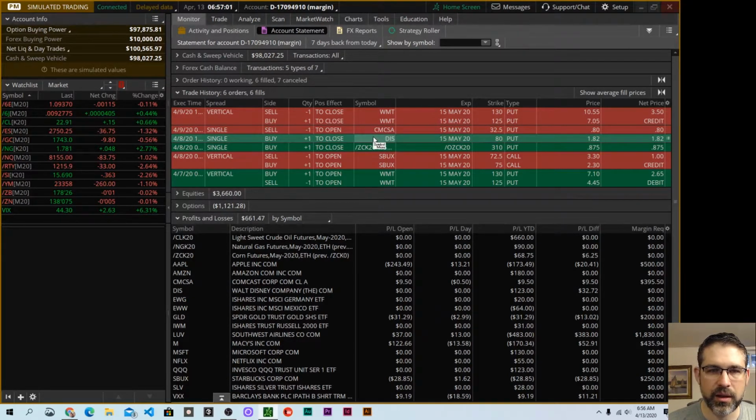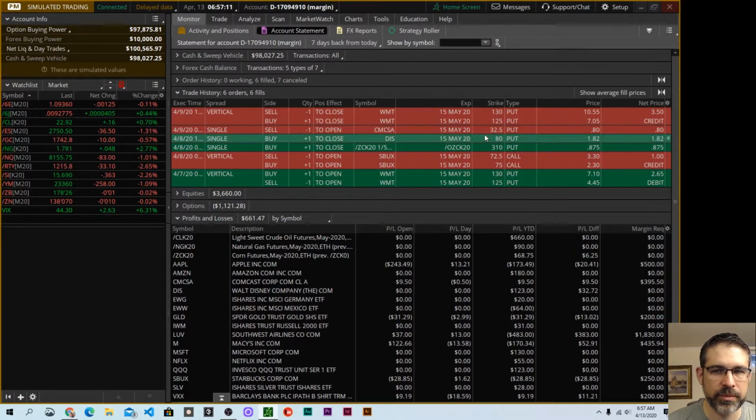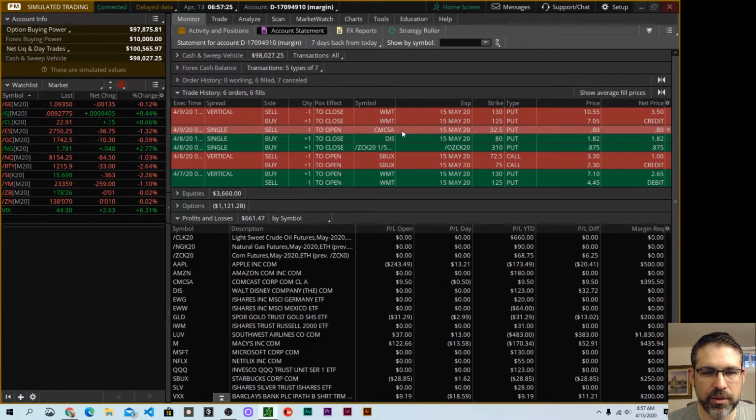Disney, let's see. We closed the Disney position here. And how do we do with Disney? All right, $123. I know that wasn't necessarily the full possible profit because this was a naked option, right? We closed that one, and I'm happy with that amount of profit. Comcast, we opened here as well with another naked option, and we'll have to see how that's doing right now.